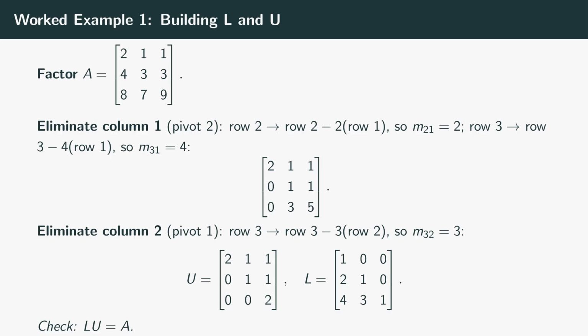The lower factor L has 1s on its diagonal, and the multipliers 2, 4, 3 placed exactly where they were used. Multiply L times U, and you recover A. The factorization checks out.